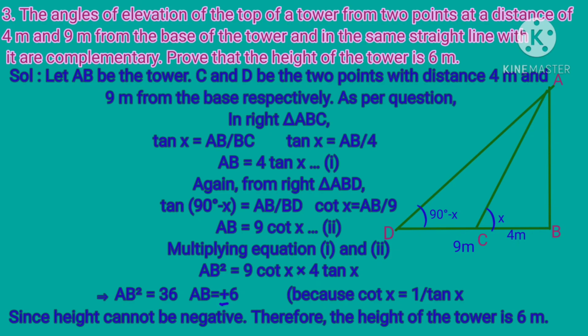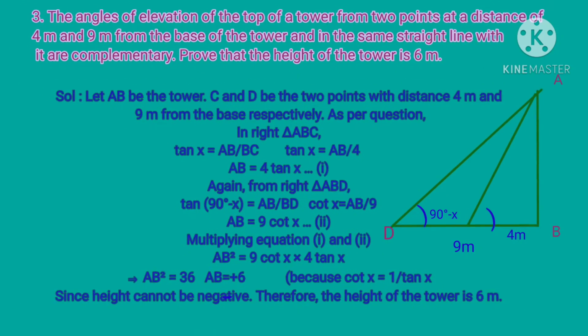Now we have to multiply these equations 1 and 2. So we will get AB square. This AB into AB is AB square, equal to 9 cot x into 4 tan x. So tan x and cot x are reciprocals of each other, and we will get only 36. AB square is equal to 36. Therefore AB is equal to plus or minus 6. Since the height cannot be negative, we will take the height of the tower as 6 meters.